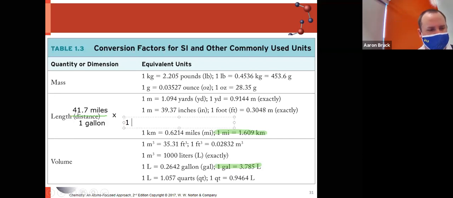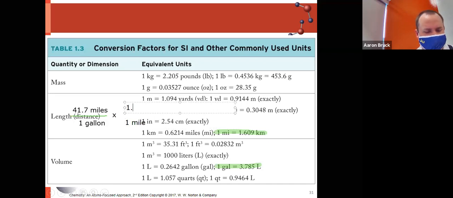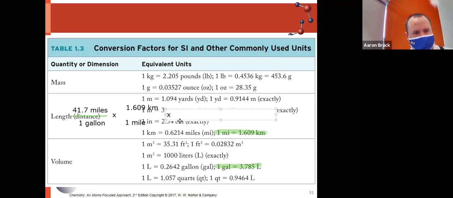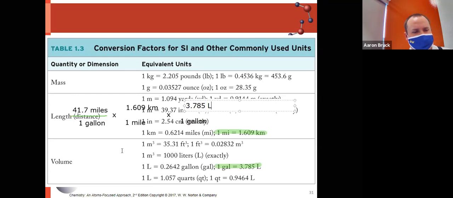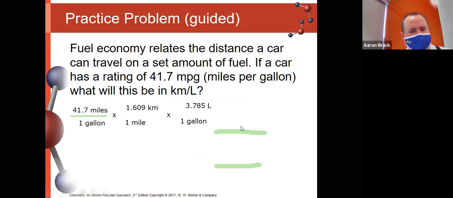So 1 mile is 1.609 kilometers. And 1 gallon is 3.785 liters. Right. We'll go back to the other slide to give us a little more room to work.